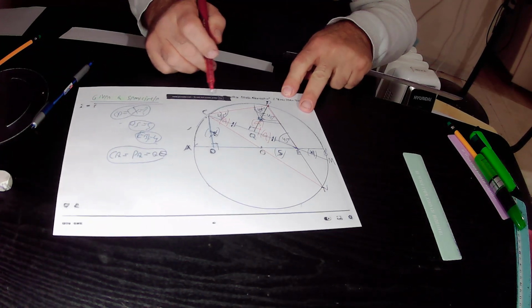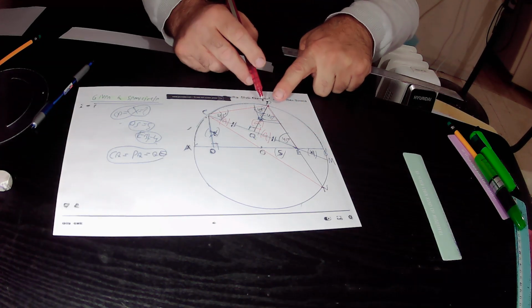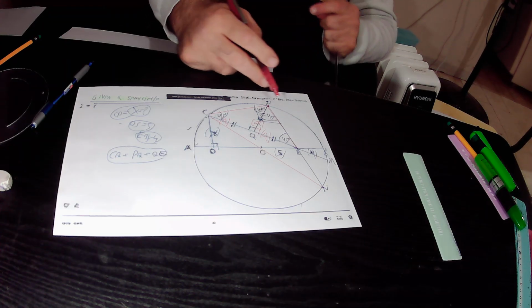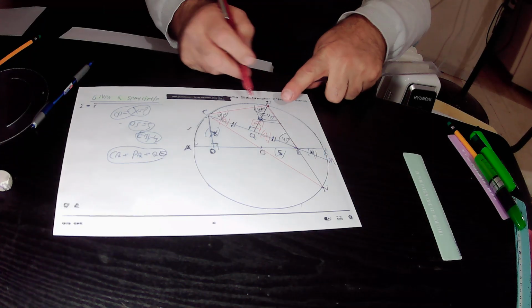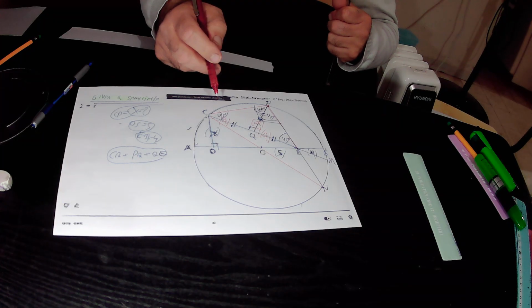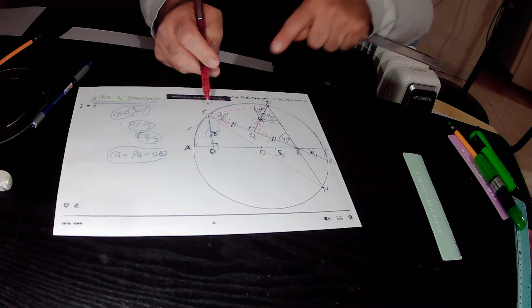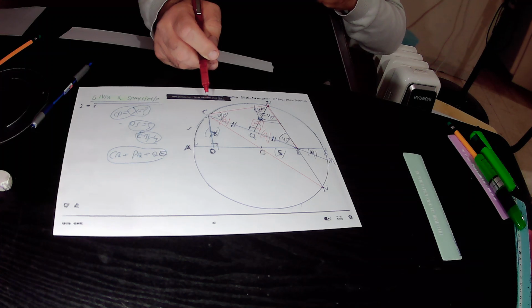This is peripheral angle CPN. Peripheral angle CPN equals 90 degrees in size, and it subtends on chord CN. And therefore, according to rule 5, chord CN must be the diameter of this circle.